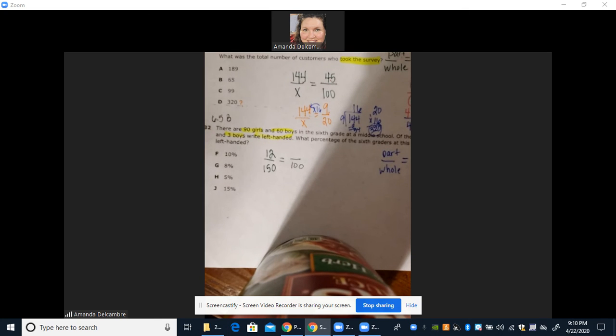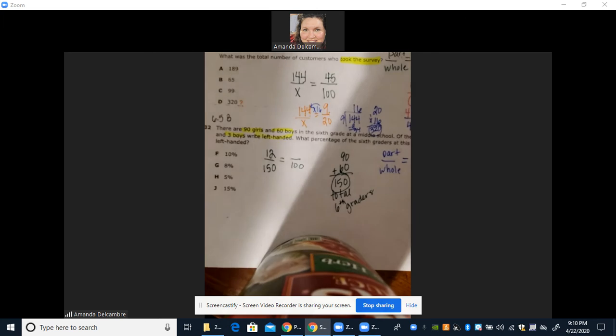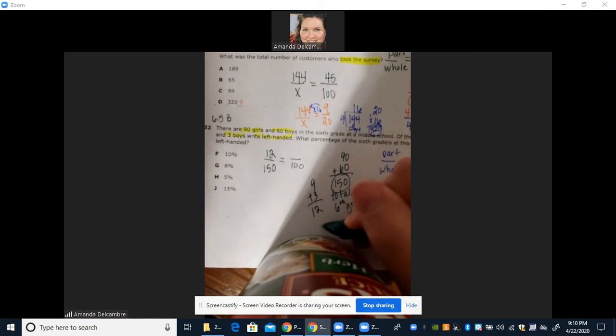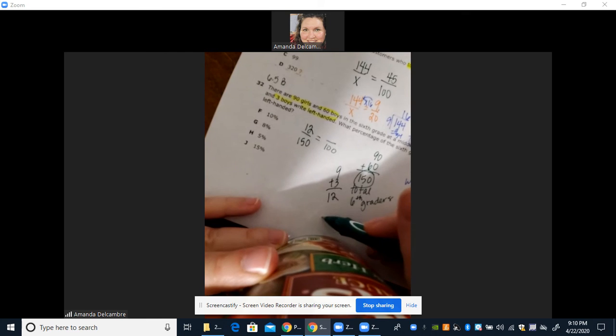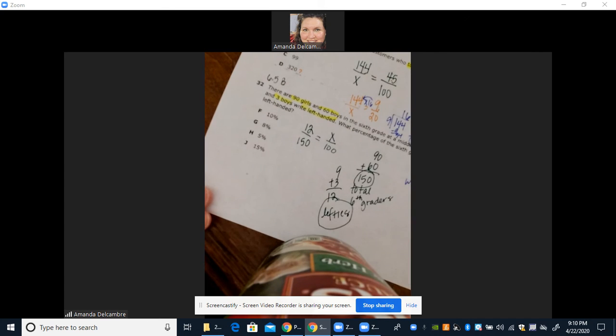kids in 6th grade at that school, because what I did was take 90 and 60 and add them together and I got 150, and this was your total 6th graders. That's where I came up with that number. The 12, what I did was took my 9 plus my 3, gave me 12. That was my left-handed people, my lefties. I'm just going to put lefties. I don't know what my percent is, so I'm going to put an X there.